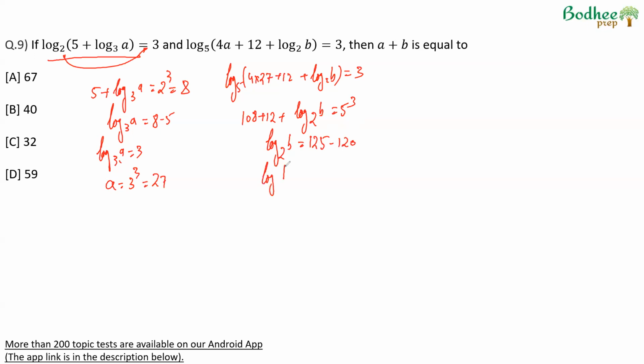So log of b to the base 2 is nothing but 5, and therefore b is equal to 2 raised to power 5, which is 32. 2, 4, 8, 16, 32. And therefore a plus b will be nothing but 27 plus 32, which comes out to 59.